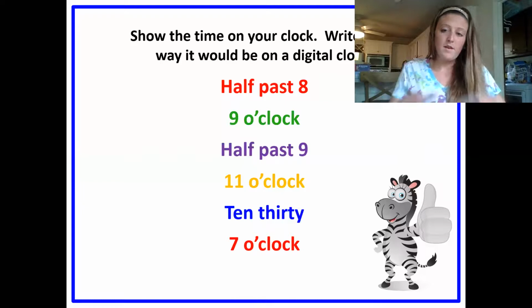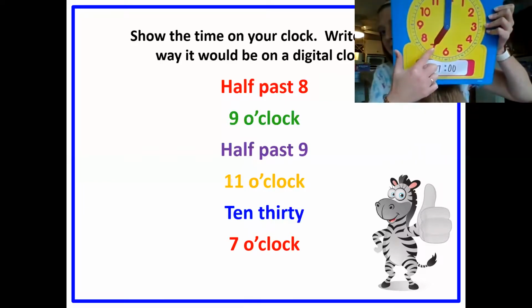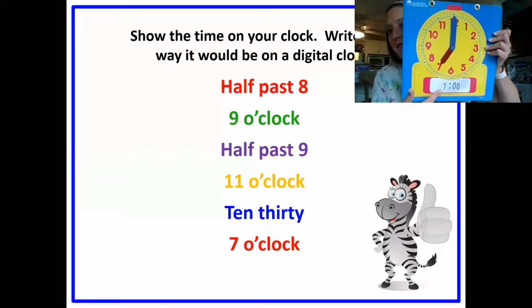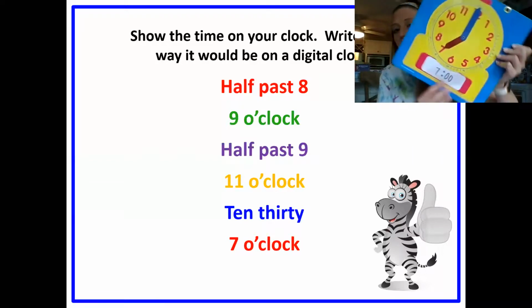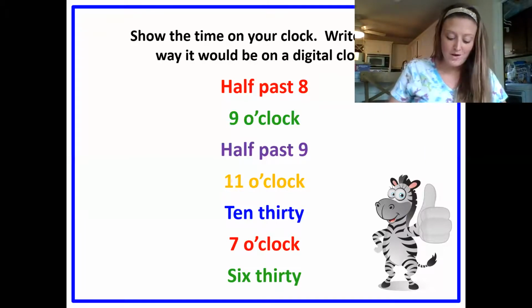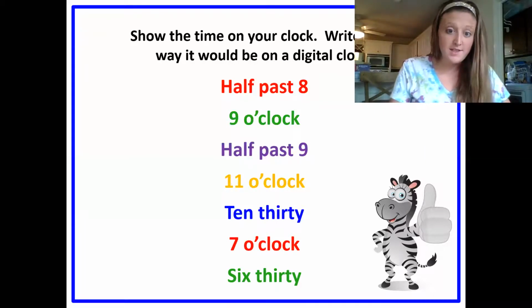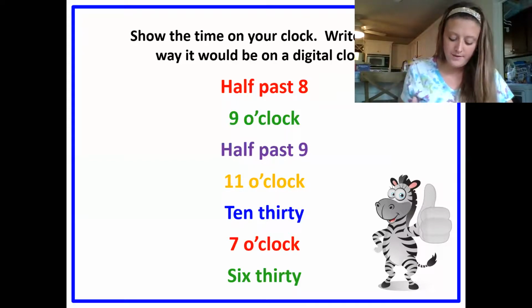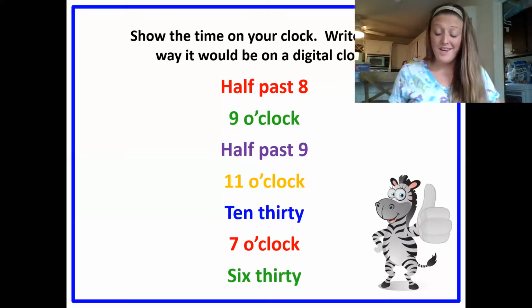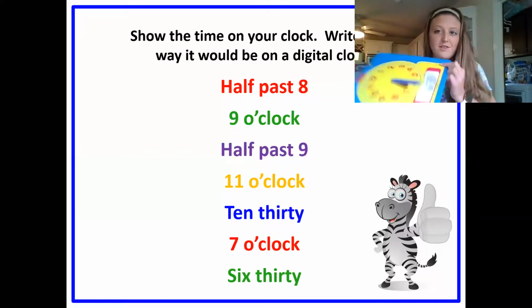Alrighty. I have my hour as a 7. Minute at the top for o'clock, no minutes. 7:00, 7 o'clock. Awesome job. Oh, I lied. There's one last one. Let's do one more challenge. 6:30. I think I got it. I hope you got it. And I hope this is the way yours looks like.